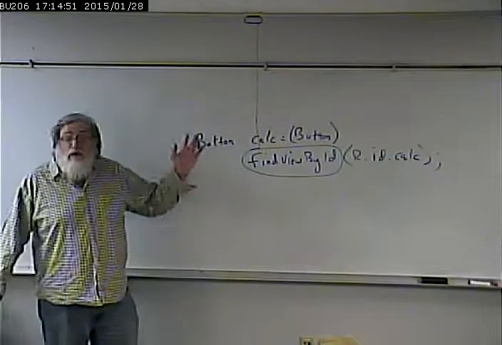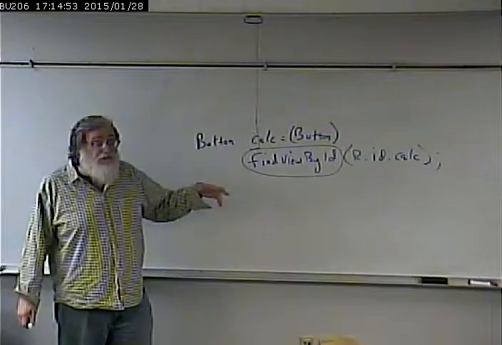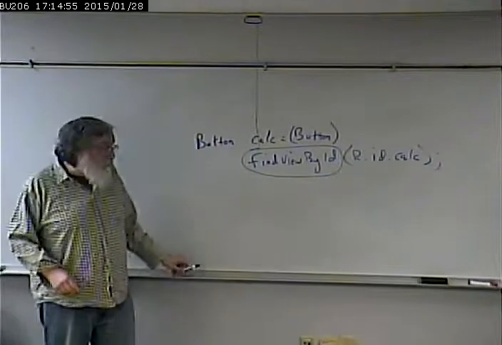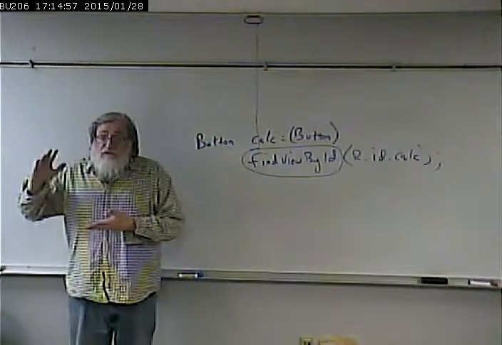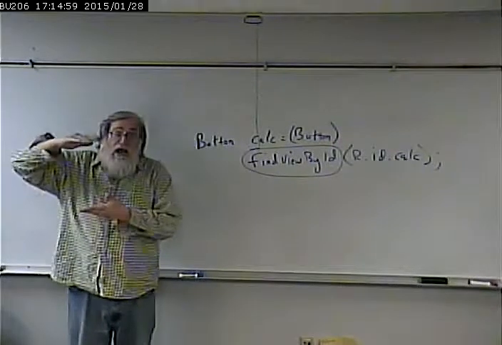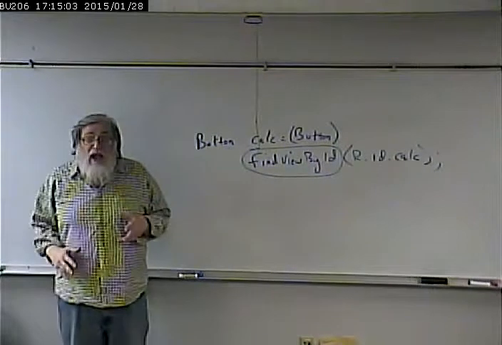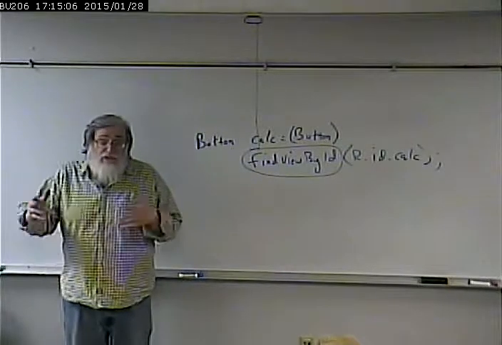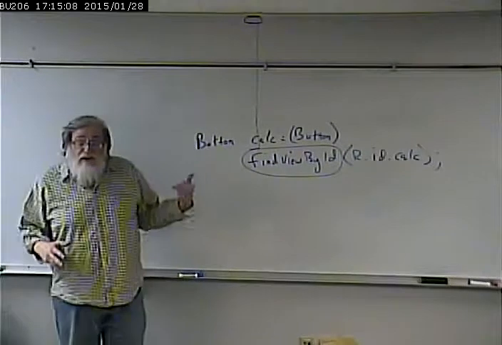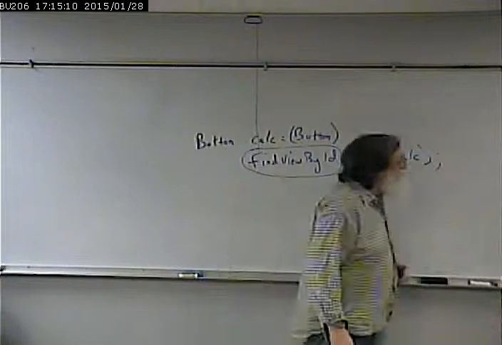This is like a workhorse. We'll see this in everything we write. Why? Because we have to somehow link our UI to the code that's running behind it. So anything on the UI that the user can interact with that we're going to use to do something with, we're going to have to do something along these lines with.